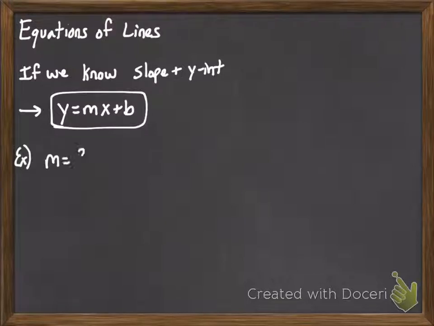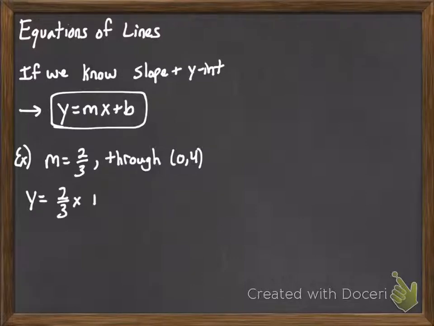Okay, so if we want to find the equation of the line that has slope 2/3 and goes through the point 0,4, we can say, well, we know the slope, so let's put that down. The 0,4, because the x value is 0, we know that is on the y-axis, so that is the y-intercept, so we can just write in 2/3 x plus 4.